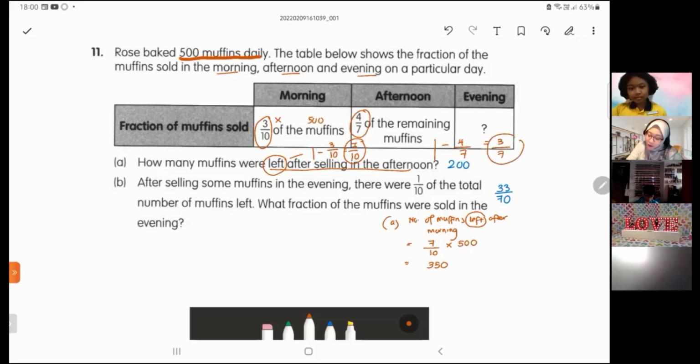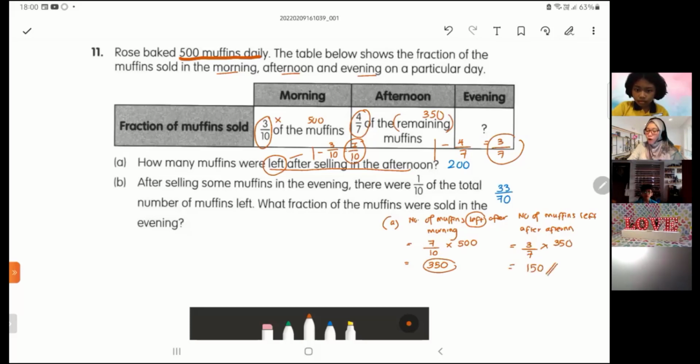So instead of finding 4 over 7, I skip 2 steps. I just go straight into the leftover. So the number of muffins left after the afternoon will be, don't put 4 over 7, instead put 3 over 7 times 350, because it's the remaining. Just now we found out this one is remaining, so it's 350, the remainder, equals, the answer is 150. This is my answer for A.